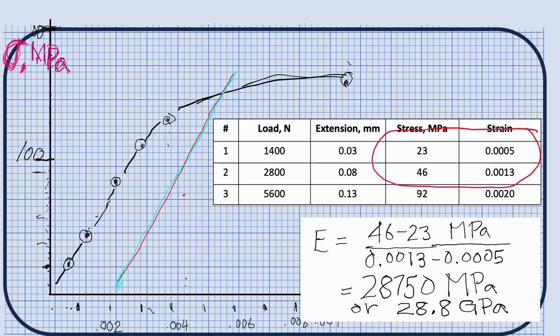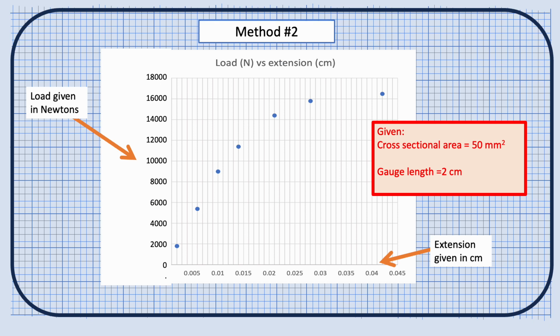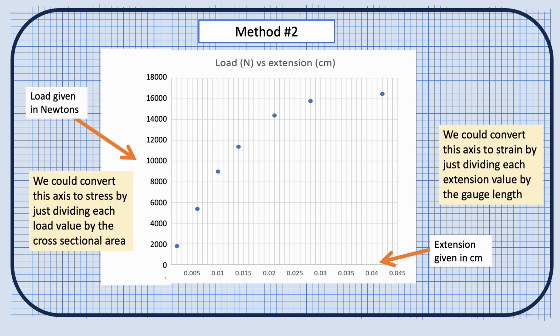So that's method one. The other way I might be provided data is actually the graph of load versus extension. So here I've got load values in newtons, and I've got extension values in centimeters. Here I'm also given the cross-sectional area and the gauge length. So I can take these load values, divide them by area to get stress, and I can take my extension values and divide them by gauge length to get strain.